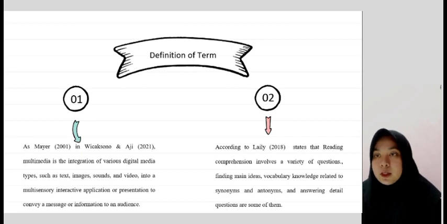So, in this research, the definition of term. Asmayer 2001 in Wicaksono and Aji 2021, multimedia is the integration of various digital media types such as text, image, sound, and video into a multisensory interactive application or presentation to convey a message or information to an audience. And then, according to Lively 2018, reading comprehension involves a variety of questions, finding main ideas, vocabulary knowledge related to synonym and antonym, and answering details question are some of them.